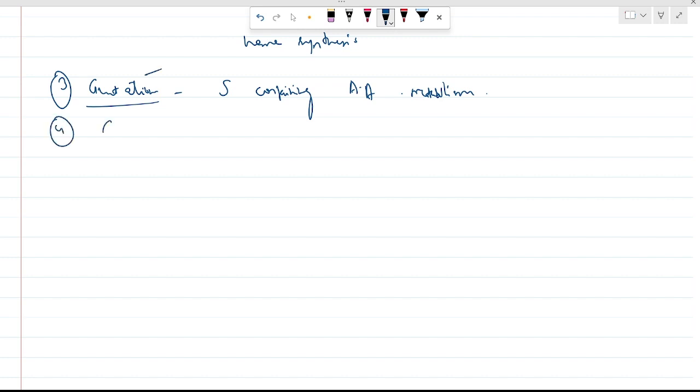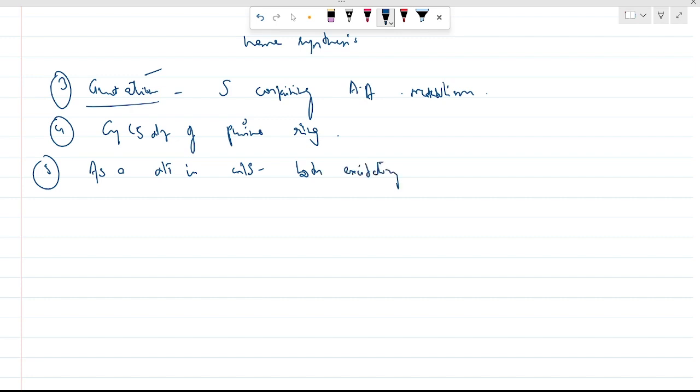Next we have C4, C5 and N7 of the purine ring. Very important. C4, C5, N7 of the purine ring. Glycine is also a neurotransmitter in the CNS. Remember, it is both excitatory and inhibitory. As a neurotransmitter in the CNS, glycine.